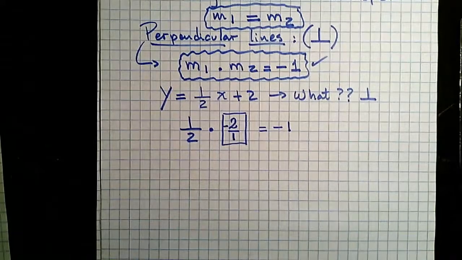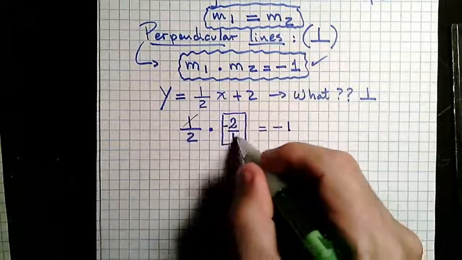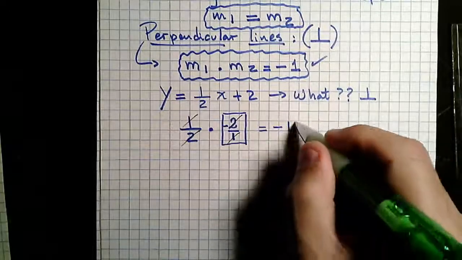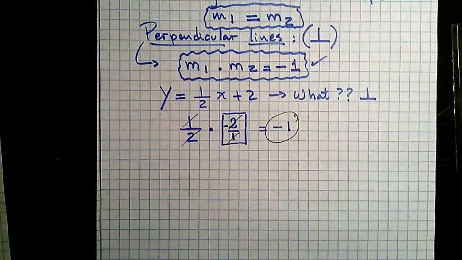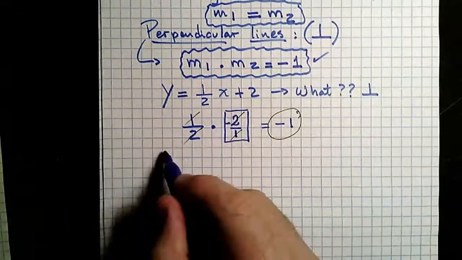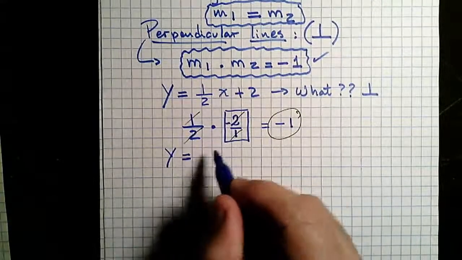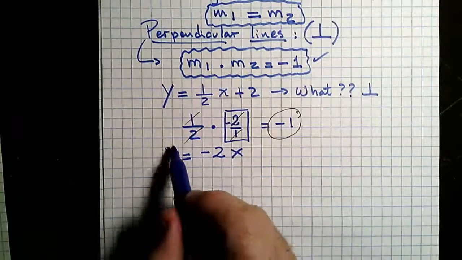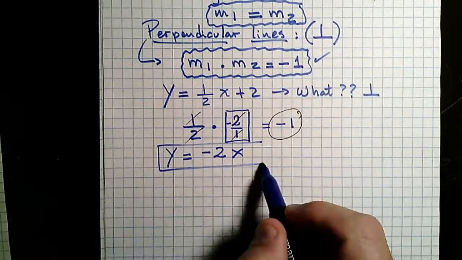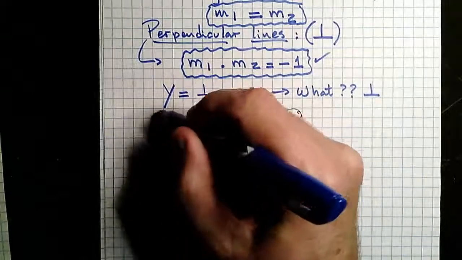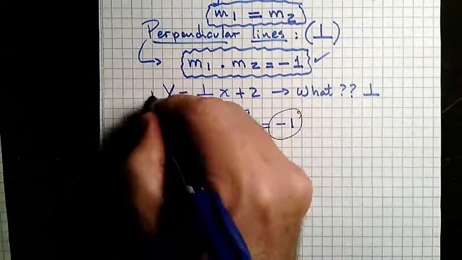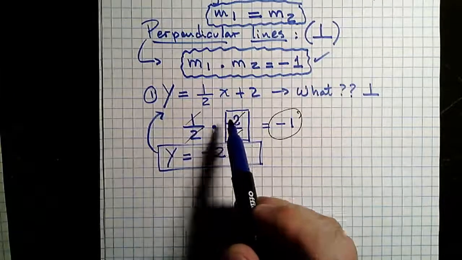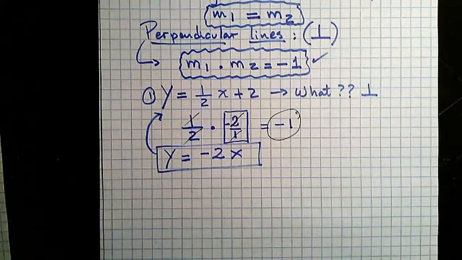And now 1 simplifies with 1, 2 simplifies with 2, and I will have -1. In other words, y equal to negative 2x is going to be perpendicular to line number 1. We're going to call this one line number 1. So 1/2 x plus 2. Let's see if this is real, okay?